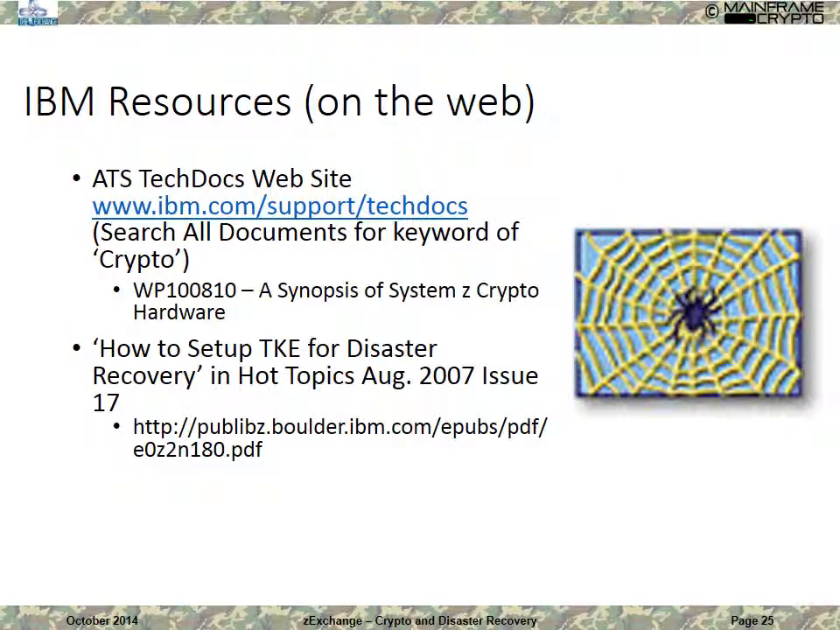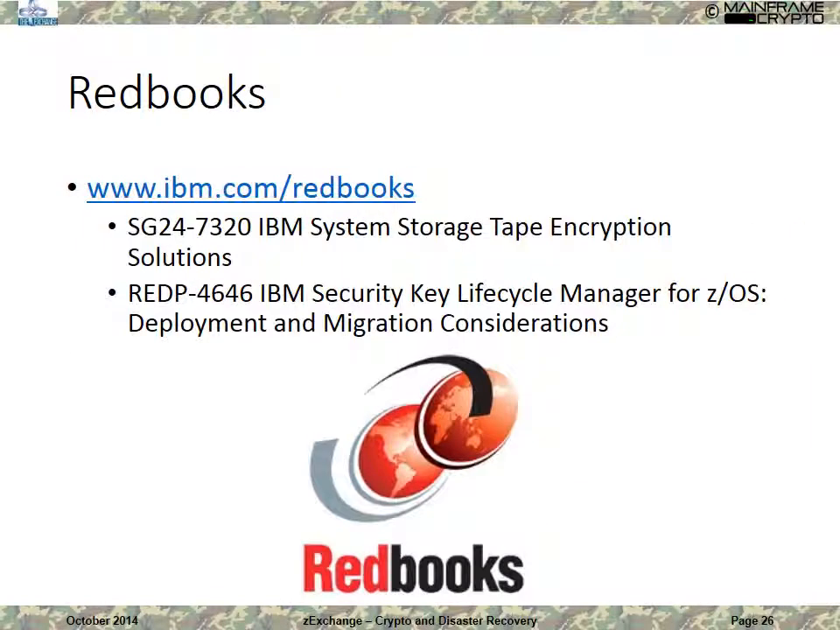On slide 25, there are some documents on the web. The Synopsis of System z Crypto Hardware can give you a good introduction to the functionality that's available on the different Crypto Express cards. So if you're trying to compare what you have in production versus what you have in DR, that document can probably help you. The magazine article, How to Set Up TKE for Disaster Recovery, is a little bit dated, but it still applies. The information in there is still good. And on slide 26, there are some Redbooks that talk about using ISKLM and the encrypting tape drives and what you've got to do to get that environment set up so that you can recover in a disaster.